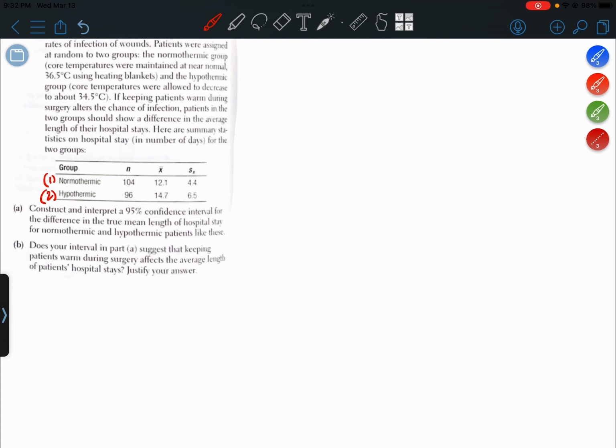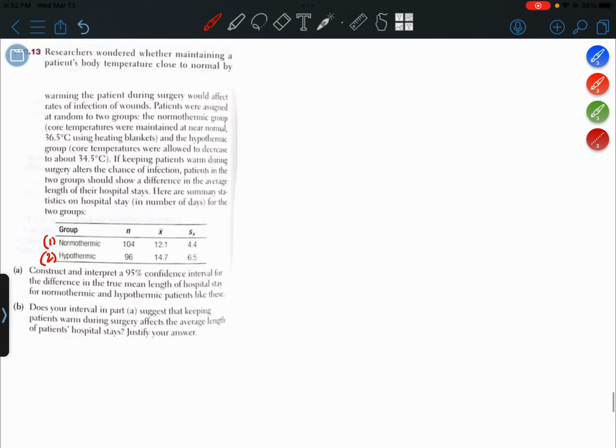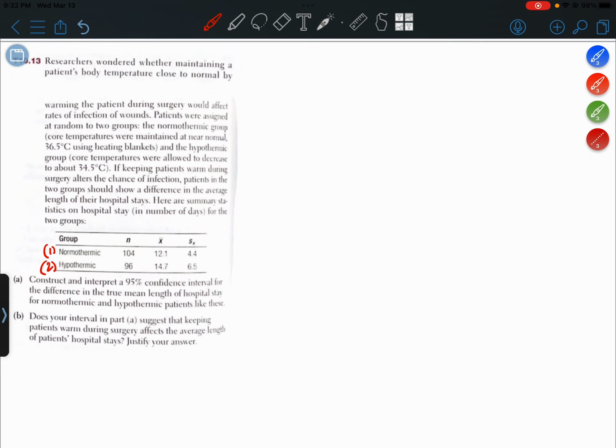Okay. Part A, construct and interpret a 95% confidence interval for the difference in the true mean length of hospital stay for normothermic and hypothermic patients like these. Okay. All right, so that's going to require the 4C method.